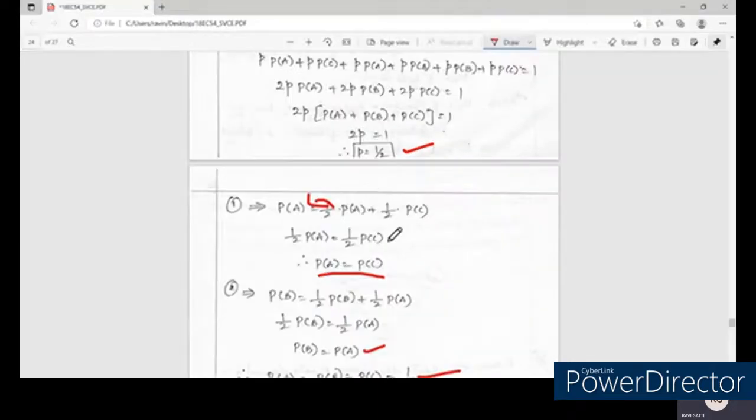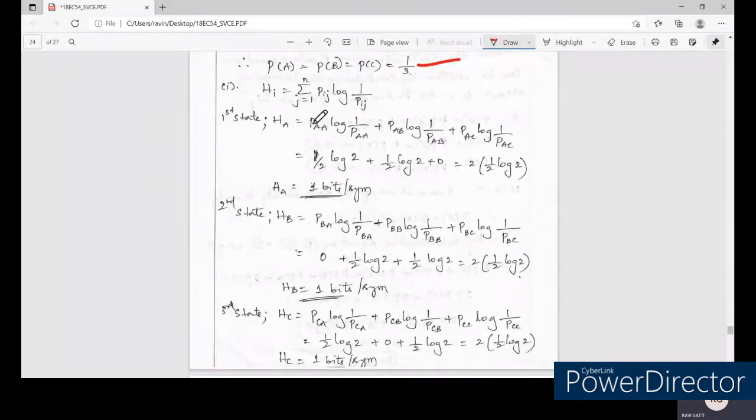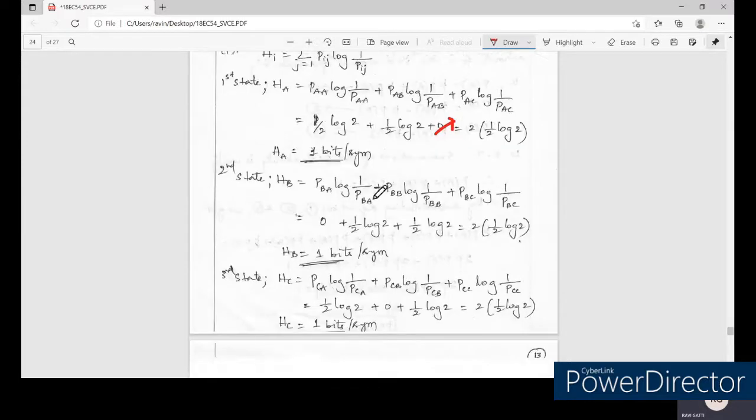So if I consider those and find the entropy of the first state, it is nothing but P of AA log 1 by P of AA plus P of AB, since it is going from A to B, plus P of AC. There is no symbol on that outgoing branch, so this leads to 0. If I substitute these probability values, you'll be getting the entropy of state 1, that is H of A, as 1 bits per symbol.